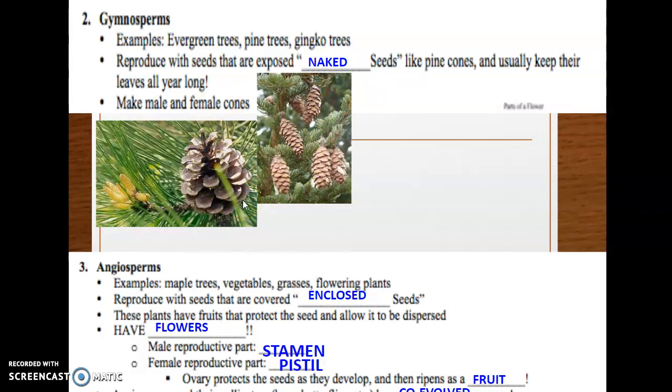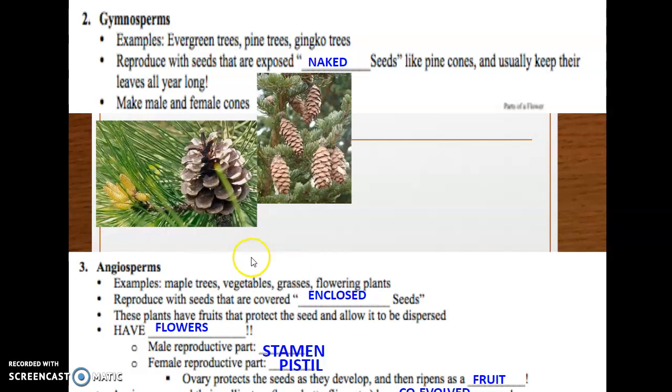And last but not least, we have our angiosperms. Examples of these are maple trees, vegetables, grasses, flowering plants. Key thing here, put a star next to flowering plants. These types of plants reproduce with seeds that are covered or enclosed. They have fruit that protects the seed, which allows it to be dispersed, and that's how they ensure that they reproduce successfully.